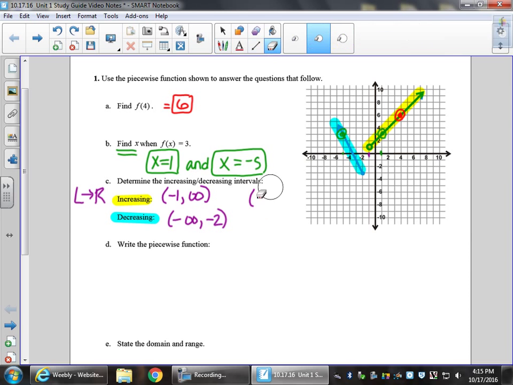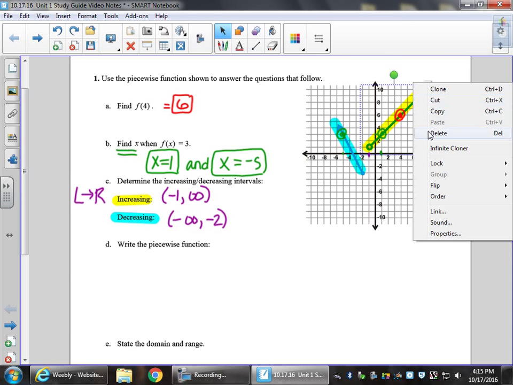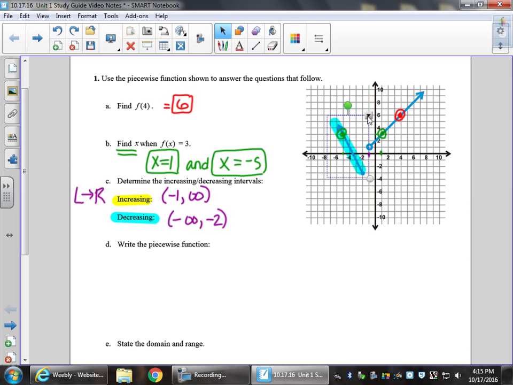Little side note. Okay, write the piecewise function. I know I'm going to have two pieces. To make this easier, I'm going to get rid of my highlighting, bring it back down to a bare graph. You don't need to erase. If you've done something, leave it. But for the notes, I would like us to look at a plain graph.